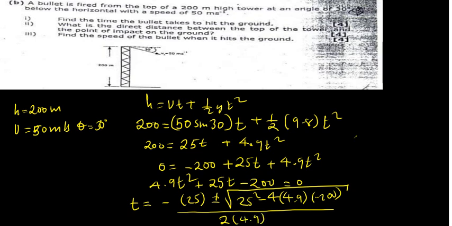If we work this out, we're going to find that t is negative 9.43, or t is 4.33. Well, when you're finding time, time should always be positive. Therefore, time is 4.33. That is the time it will take the stone to reach the bottom.